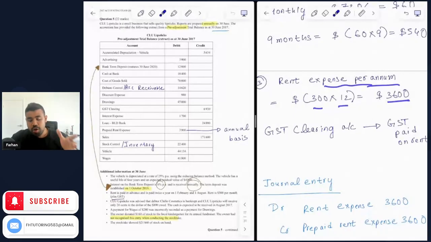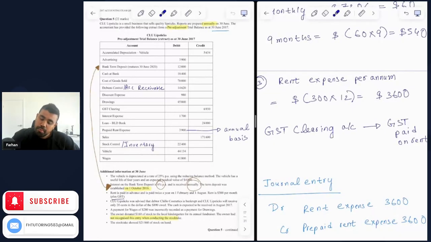Now, you can just solve this transaction straight away, which is to calculate the rent expense for the entire year and then do the journal entries afterwards. But we are going to go a bit more in depth and learn all the information that we are given in this question. So the rent is $300 per month plus GST.